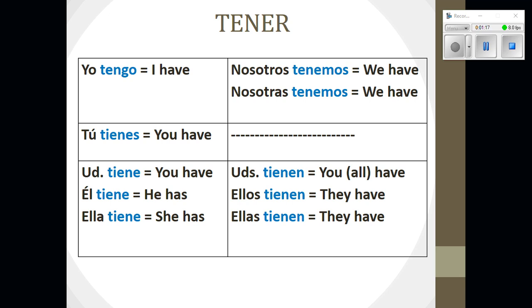Tú tienes is you have. Usted tiene is you have. Remember, that's formal. Él tiene is he has. Ella tiene is she has. Notice all three of those have the same form, okay? Now let's go on the plural side. Nosotros tenemos means we have. Nosotras tenemos means we have. And finally, ustedes, ellos, and ellas all use the form tienen, okay, which means you all have and they have. All right, pause the video and fill out the chart in part B.